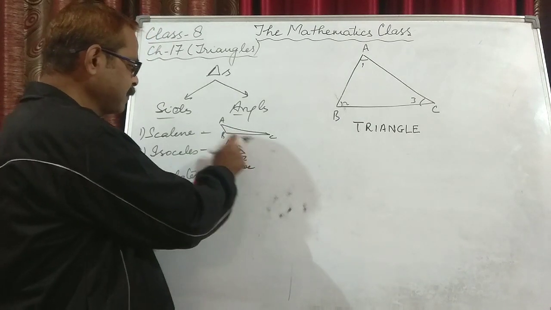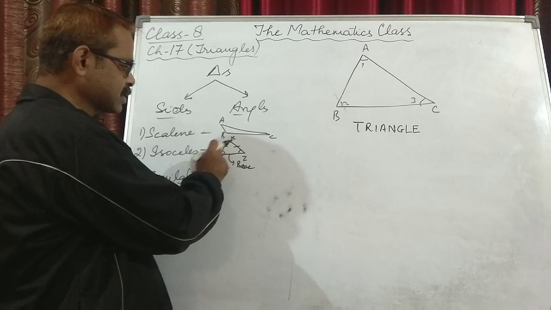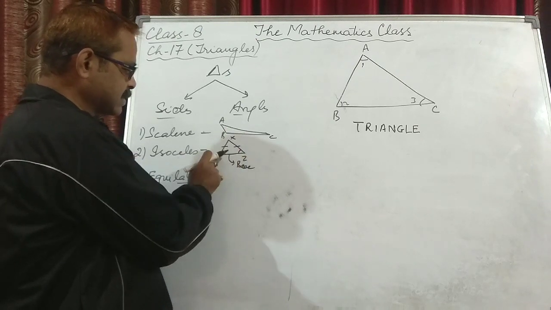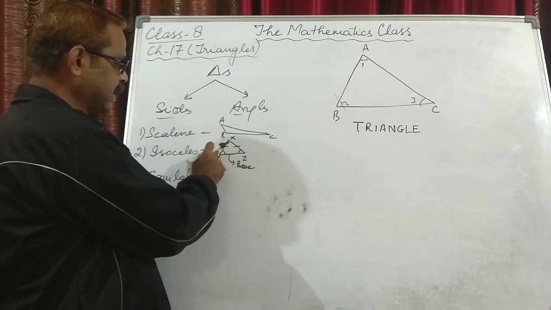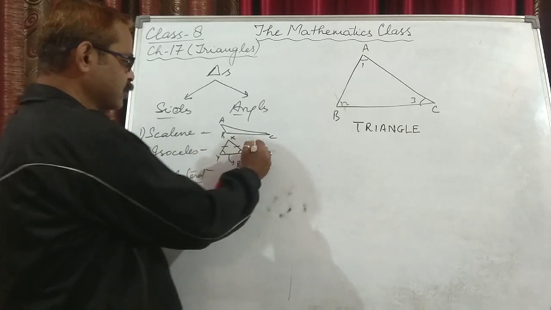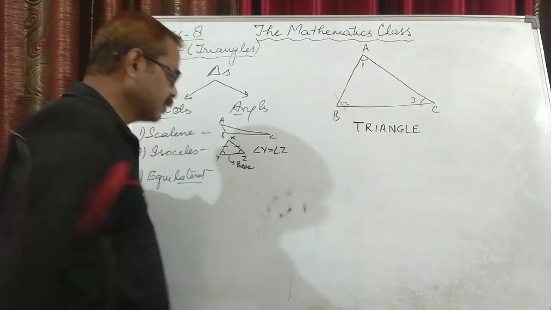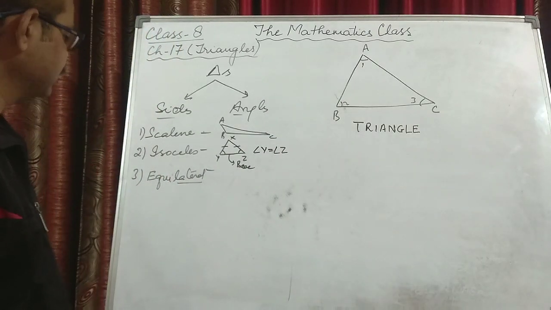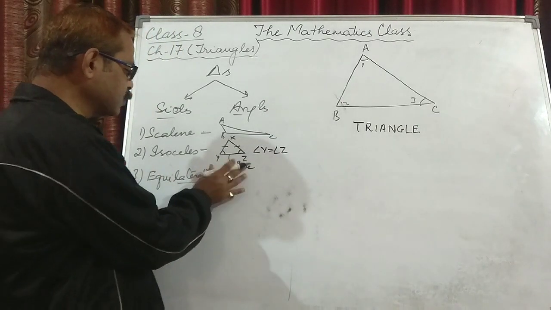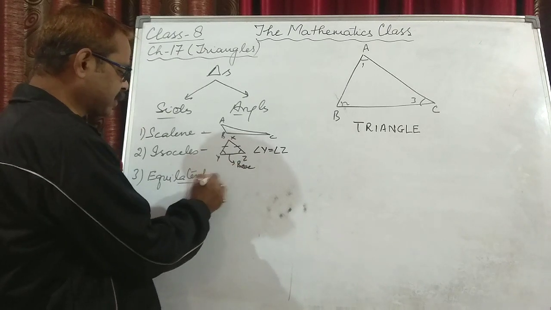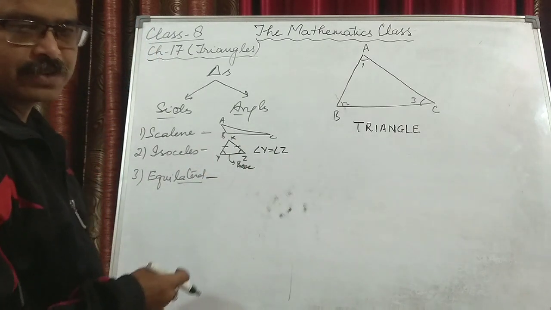So XZ and XY are equal sides. Angle opposite to XZ is angle Y, and angle opposite to XY is angle Z. So we can say angle Y is equal to angle Z. These are the properties of isosceles triangle. Then we move on to the equilateral triangle. Equilateral, just now we have discussed.